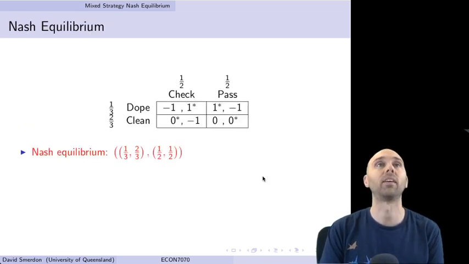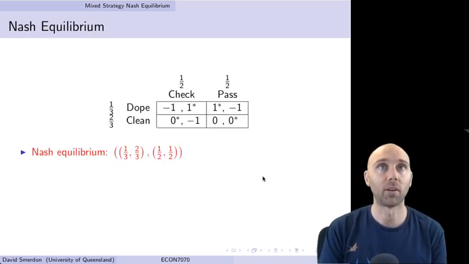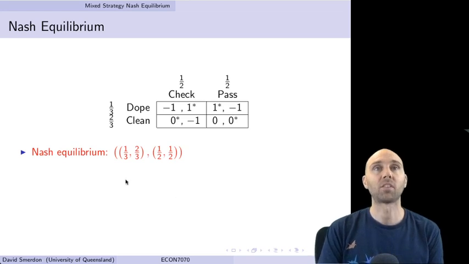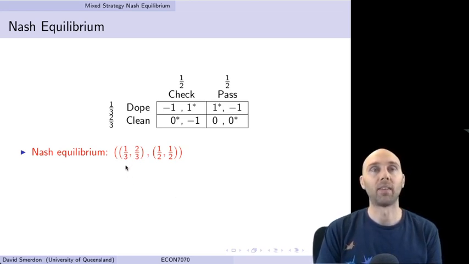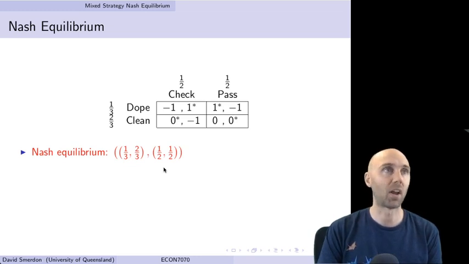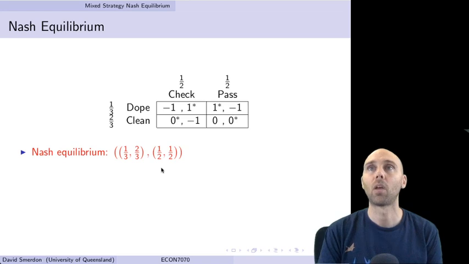So very quickly, we can solve the mixed strategy Nash equilibrium of this game. It must be P is equal to a third, so a third, 2/3 are the mixing proportions for player 1, and a half for player 2.